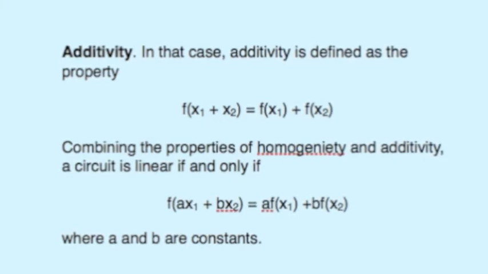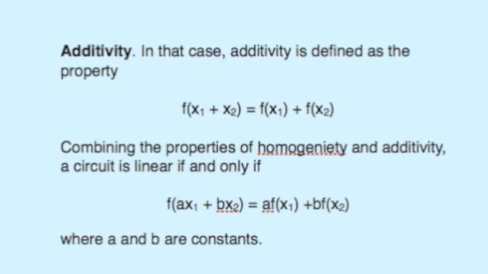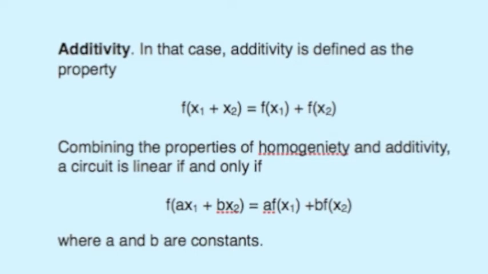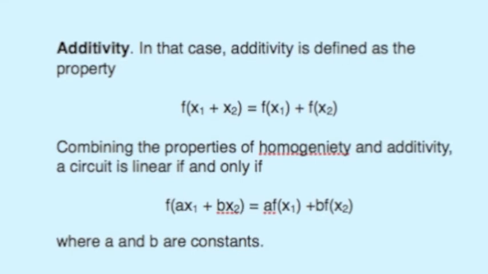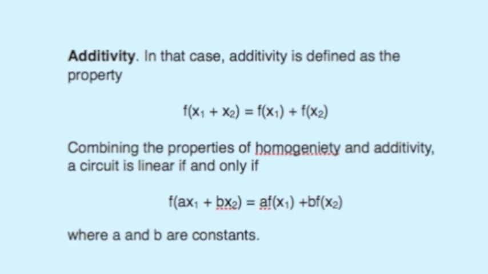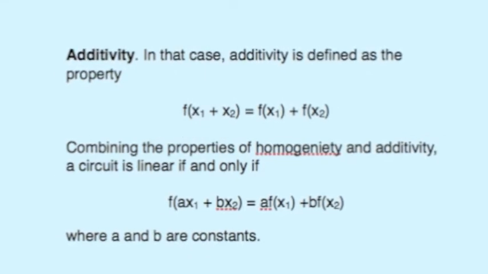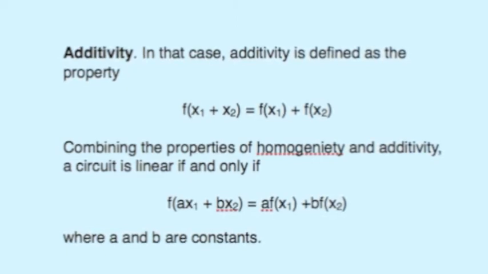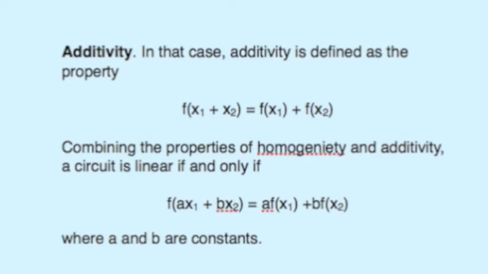We can combine the properties of homogeneity and additivity rather elegantly into one equation and say that a circuit is linear if and only if the quantity f of aX1 plus bX2 equals the sum of the separate quantities a times f of X1 plus b times f of X2, a and b being constants. So there are two properties associated with linear circuits, homogeneity and additivity. Associated with homogeneity is a circuit solving method called the unit response method.